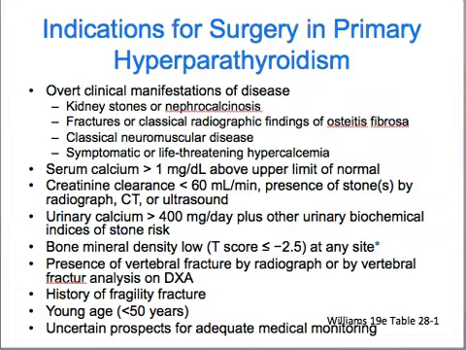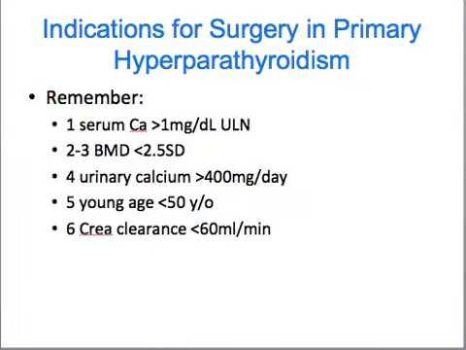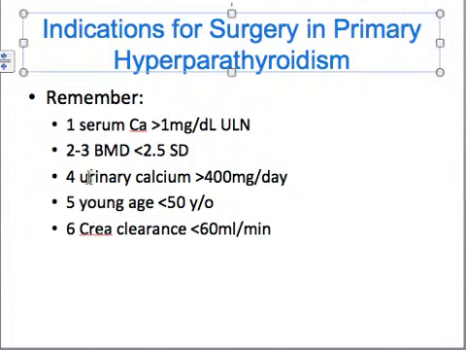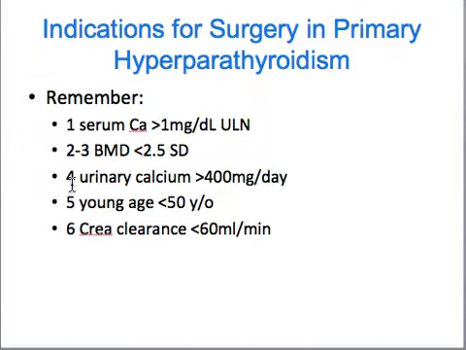So guys, to help you remember the indications for surgery in primary hyperparathyroidism, you just remember this: 1, 2, 3, 4, 5, 6. 1, if your serum calcium is more than 1 milligram per deciliter above the upper limit of normal. 2 to 3, if your T-score in your bone mineral densitometry is less than negative 2.5. And then 4, if your urinary calcium is more than 400 milligrams per day. 5, if your age is less than 50. 6, if your creatinine clearance is less than 60 ml per minute.